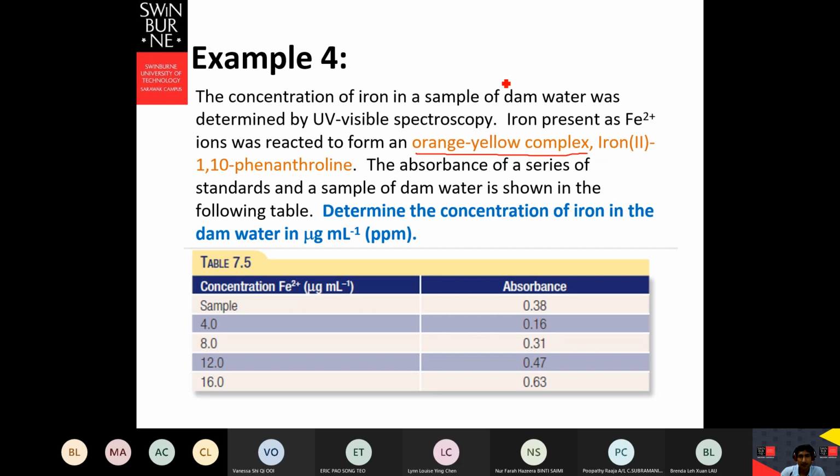There are two forms iron can be formed, iron 2 and iron 3. Iron 3 is colorless. If it is in the water, we will not be able to see, but iron 2 will give some orange-yellow complex. And because of this color, we can use UV visible spectroscopy to find out if there is iron and how much iron is there in the sample.